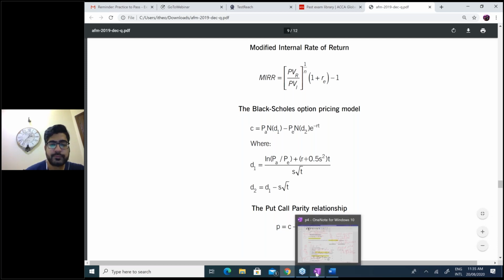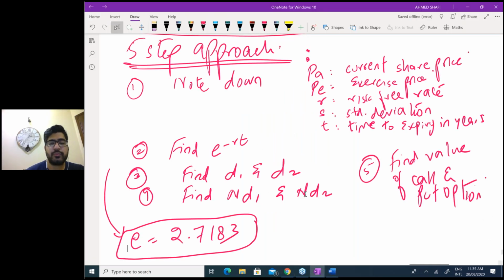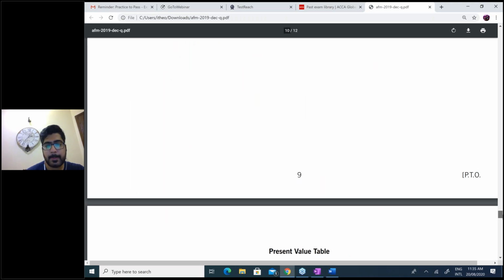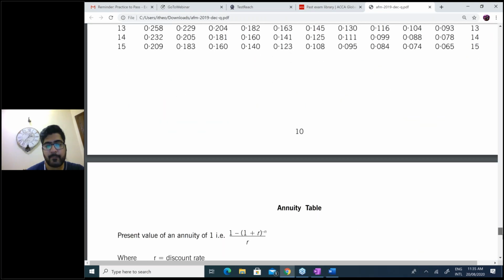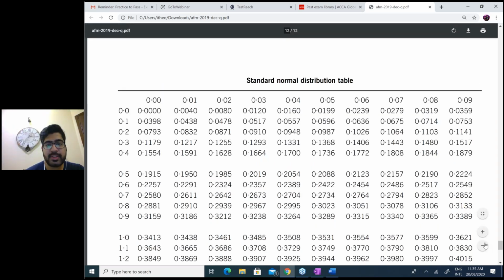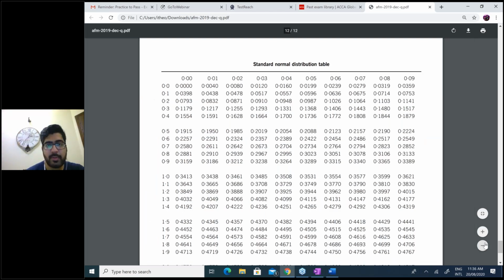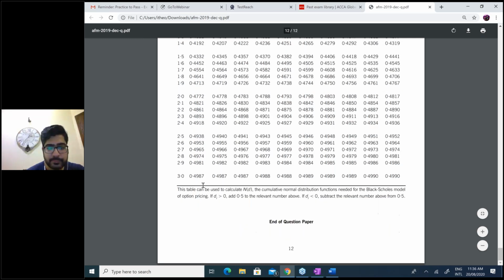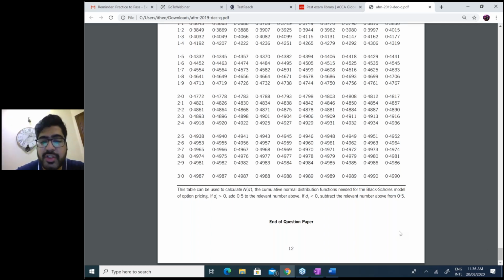After D1, D2, you have to find N(D1), N(D2). That's the normal distribution. For that, you have a standard normal distribution table given in the exams. Read this last line: this table can be used to calculate N(D), the cumulative normal distribution functions needed for the Black-Scholes model of option pricing.